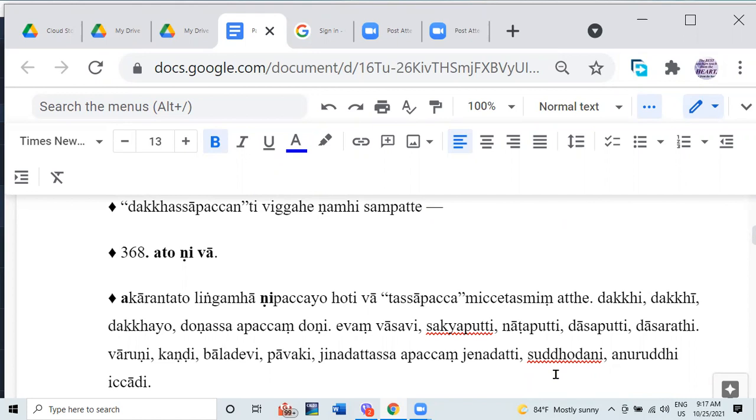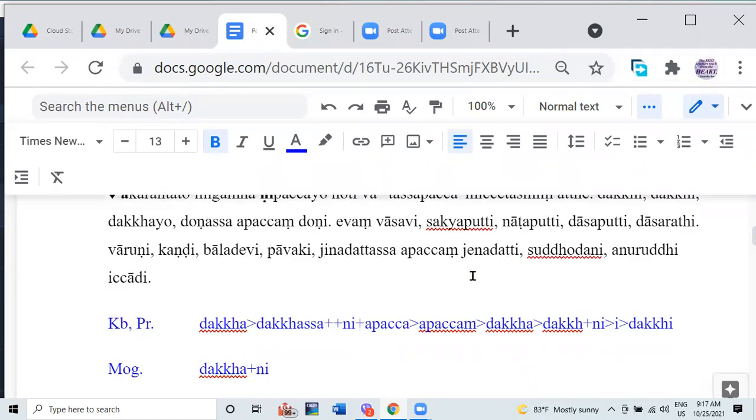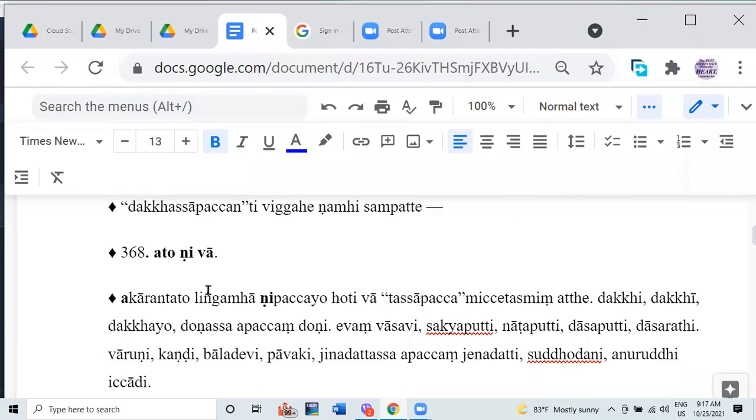Dasabuddha, only Dasabuddha. Dasarati, the son of Dasarata. Varuni, the son of Varuna. Kandi, the son of Kanda. Baladeva. So here there are Odi.